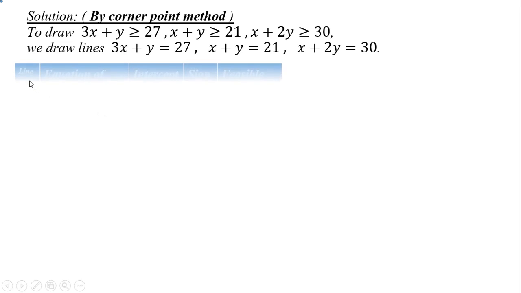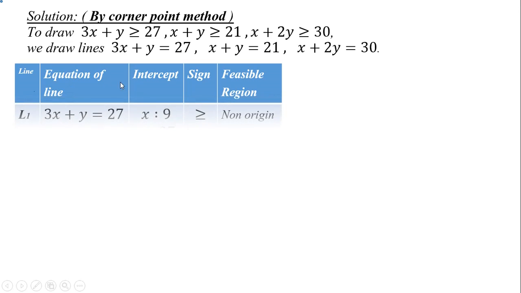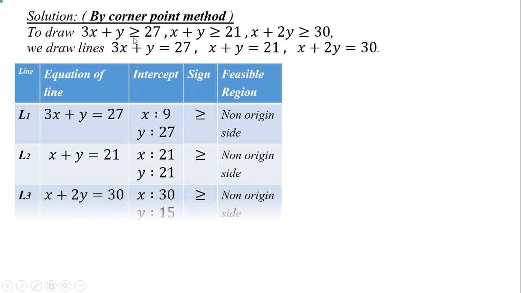So we make this table. First column is for the name of the line: L1, L2, L3. Second column, equation of the line, then intercept. We find x and y intercept for each line, then sign. The inequality sign, greater than or equal to or less than or equal to. In this case, for all the three constraints, the sign is greater than or equal to. And then we decide the solution set half plane that is the solution set of that inequation.